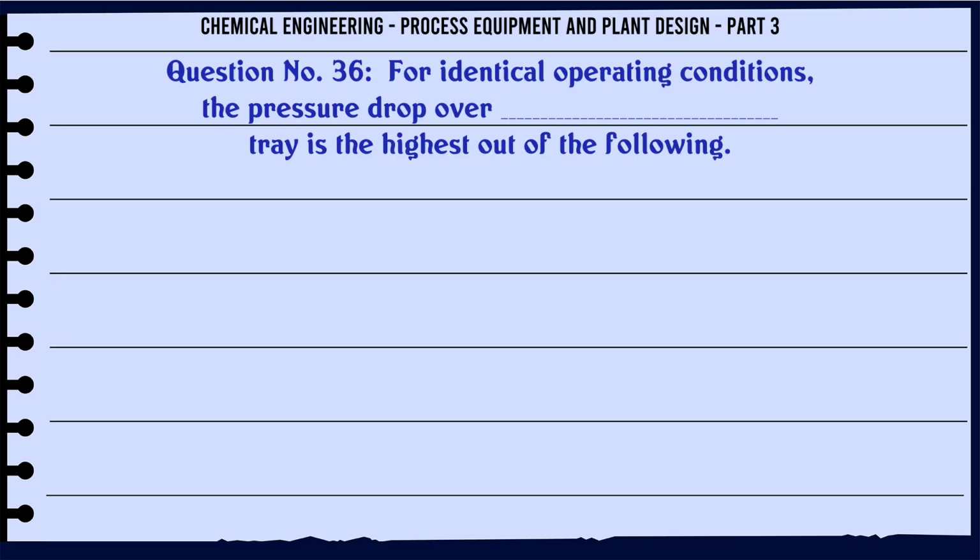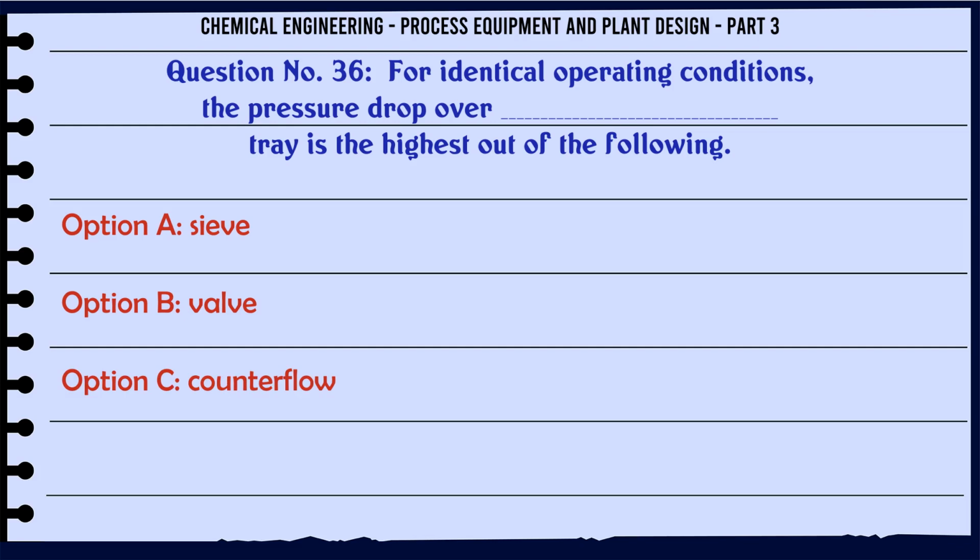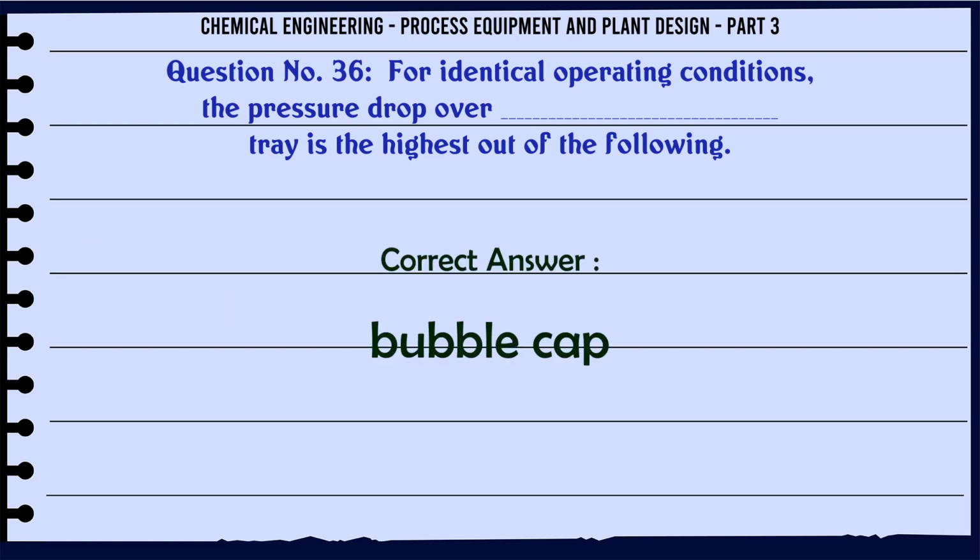For identical operating conditions, the pressure drop over tray is the highest out of the following: A. sieve. B. valve. C. counterflow. D. bubble cap. The correct answer is bubble cap.